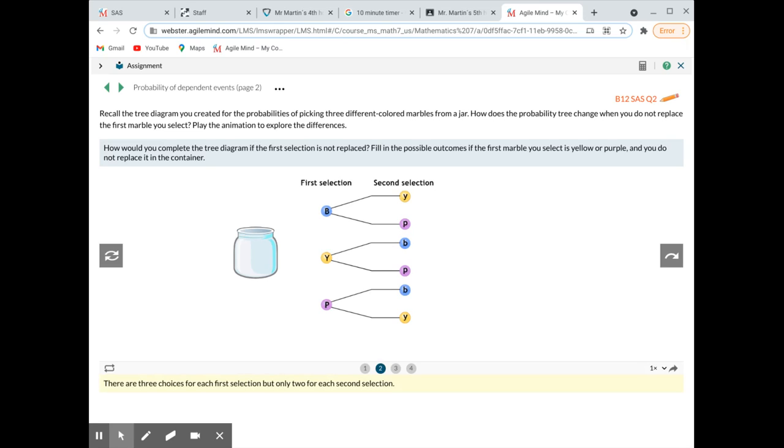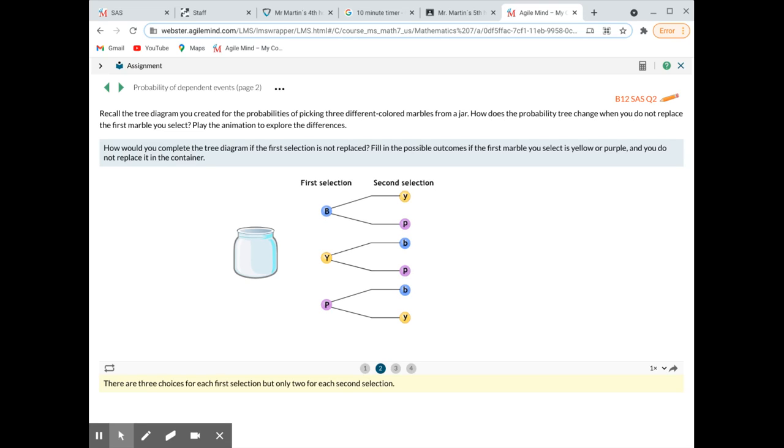All right, I said if you pick yellow out of the jar the first time and you do not replace yellow, what are the only possible outcomes that you could get the second time out of the jar? Blue and purple. Great job. All right, Satari, if you picked purple the first time, what are the only possible outcomes that you could get the second time? Blue and yellow. Great job.